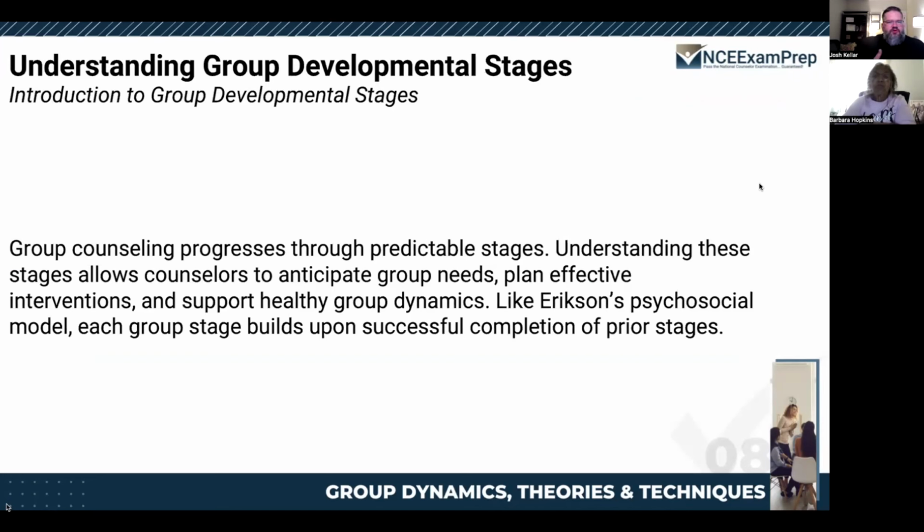Group counseling progresses through predictable stages, and understanding them allows us to anticipate the group's needs, plan effective interventions, and support healthy group dynamics, kind of like Erikson's psychosocial model. Each group stage builds upon successful completion of the prior stages, right? And so we're not going to move to a later stage until we've moved through one.